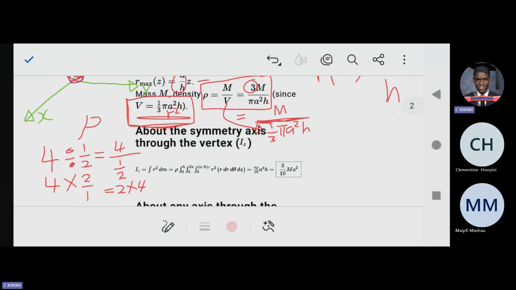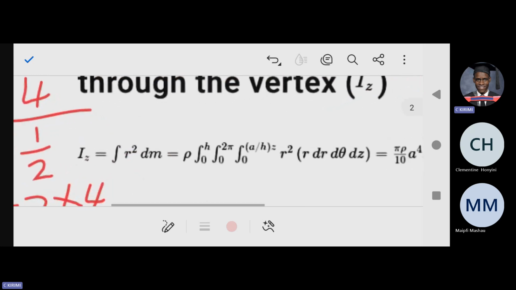Now we are calculating the moment of inertia in the Z. The moment of inertia along the Z axis. So this is what we are going to calculate. This I is representing the moment of inertia along the Z axis, which is, what is it given by? It is given by the integral of R squared dm. dm is the mass, m, which is representing mass.